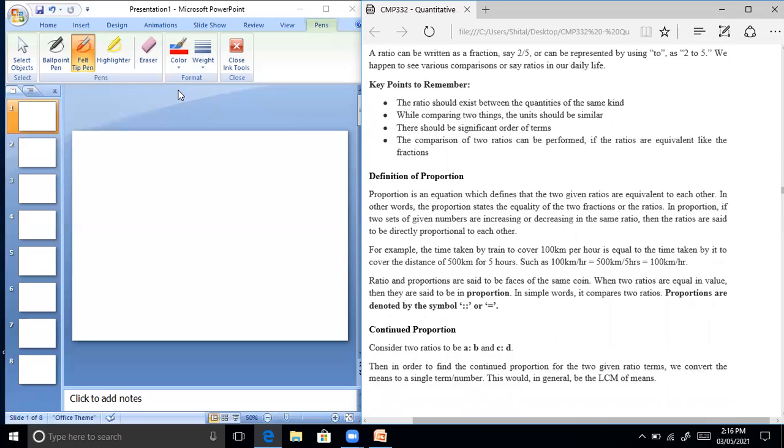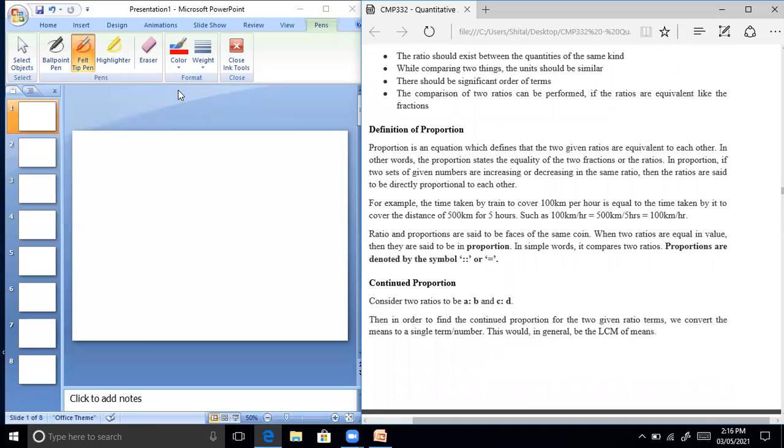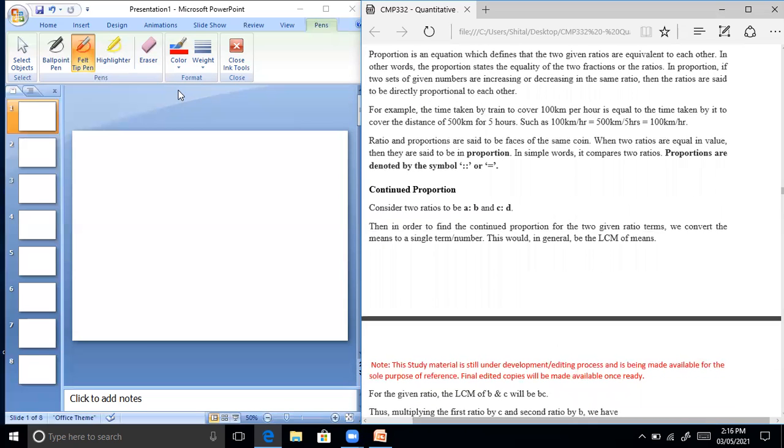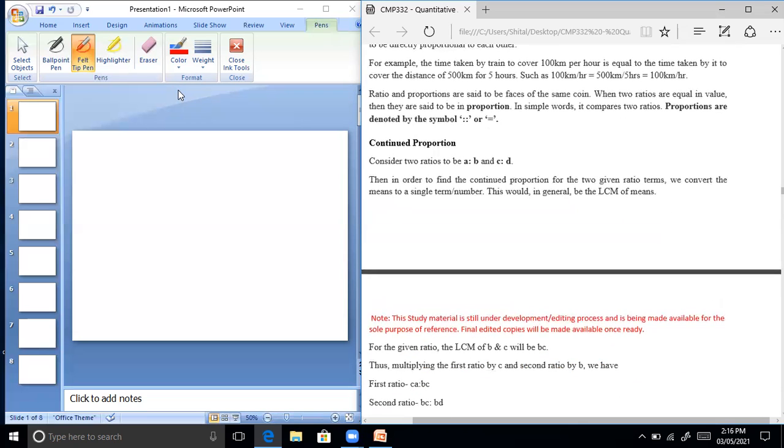For example, the time taken by a train to cover 100 km per hour is equal to the time taken by it to cover the distance of 500 km in 5 hours, such as 100 km per hour, 500 km by 5 hours, which is equal to 100 km per hour. Ratio and proportion are said to be two faces of the same coin. When two ratios are equal in value, they are said to be in proportion. In simple words, it compares two ratios. Proportions are denoted by the symbol double colon or equals to.